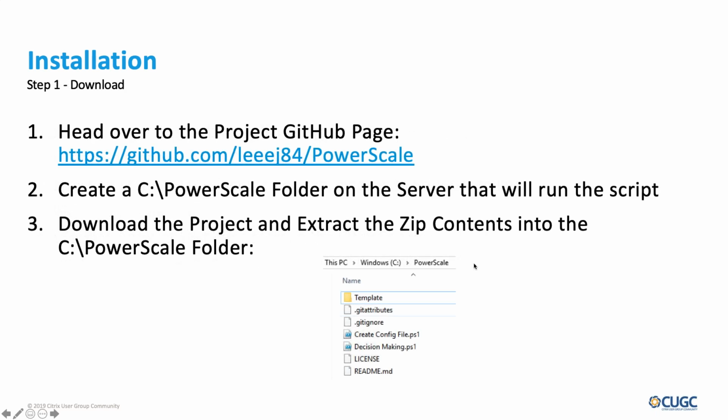So as I say, 3-step process, nice and straightforward. The first step is to get the product downloaded. So you head over to the GitHub page, download the folder. It's then just a case of creating a C:\PowerScale folder on the server, then downloading and extracting the contents into that folder.